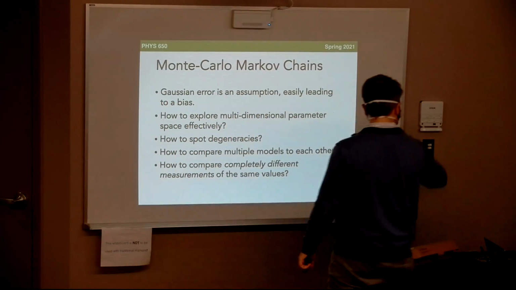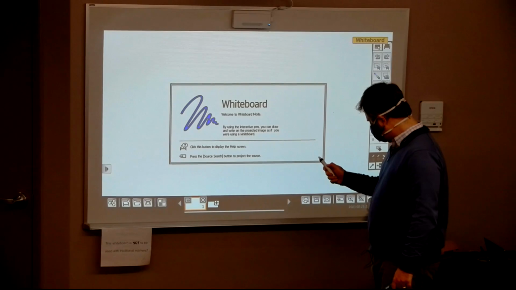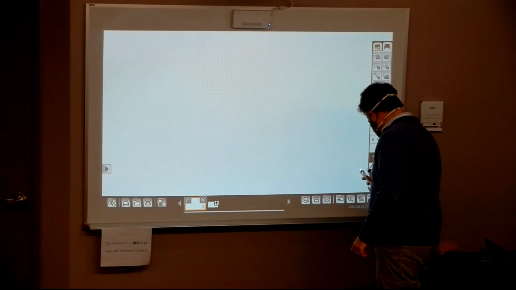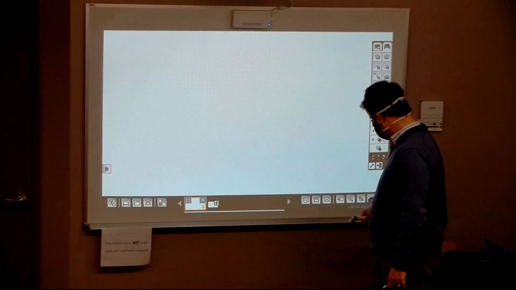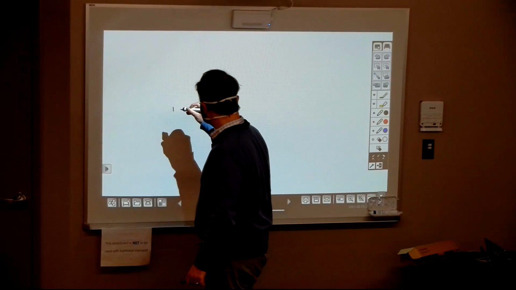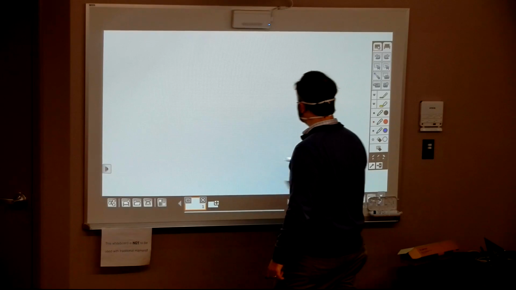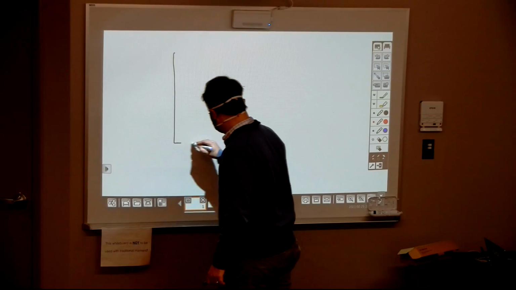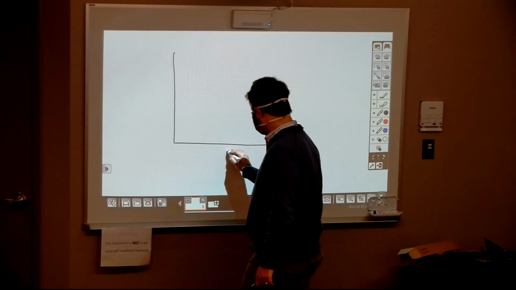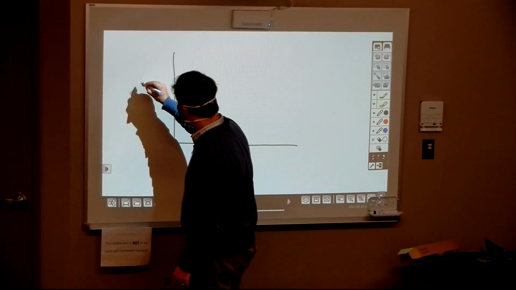And let's hope the whiteboard works. No? How about you? See if any of you work. It's pointing. There we go. So we have slope and intercept.